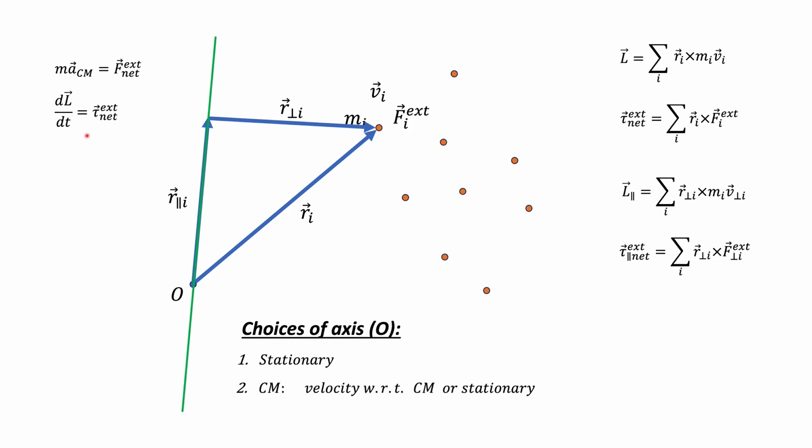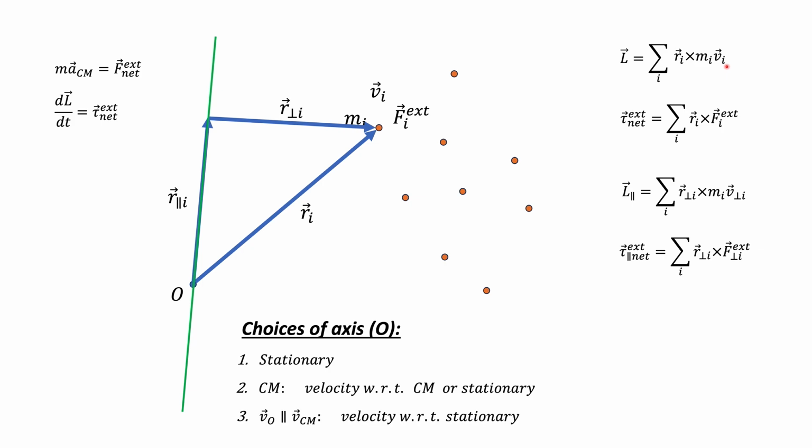So the second option is to use point O as the center of mass, or have an axis that goes through the center of mass. In this case, you have two choices for how to choose the velocity. One way, we can use velocity with respect to the center of mass, with respect to this axis, which seems like a normal choice. But there's another possibility: you can choose v with respect to a stationary frame of reference. That's not a problem either.